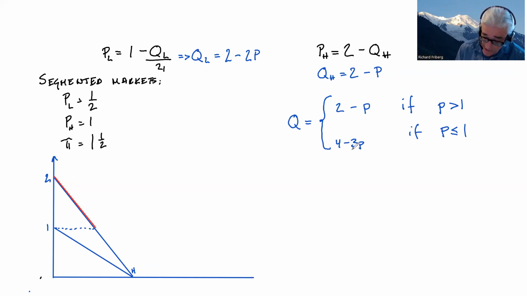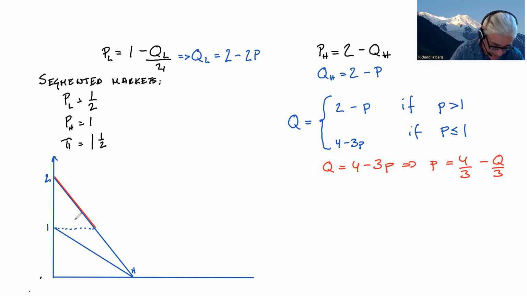Let's continue doing that in red. Whereas if price is below 1, demand is given by 4 minus 3P, or in terms of the inverse demand curve, Q equals 4 minus 3P, gives that P equals 4/3 minus Q/3. Okay, so we have 4/3, or 1 1/3, here as a sort of fault intercept. Then that's not relevant until we get to this point at which we have the market demand curve, which has a slope of 1/3. Okay, so something like this.